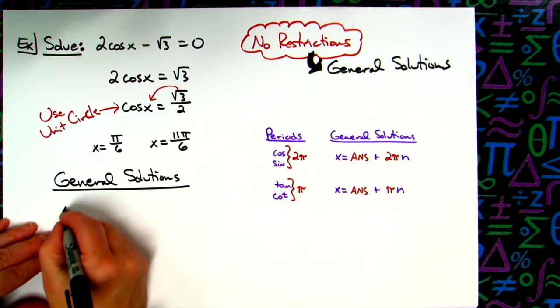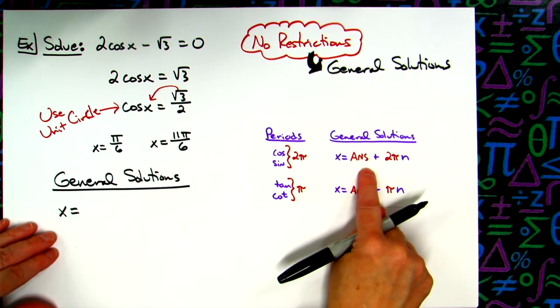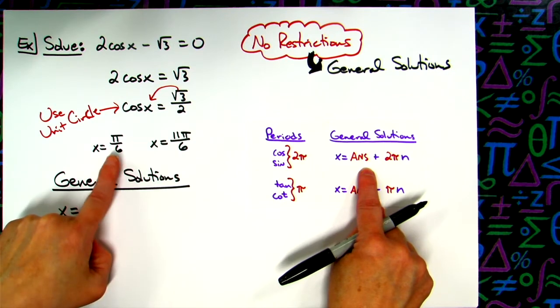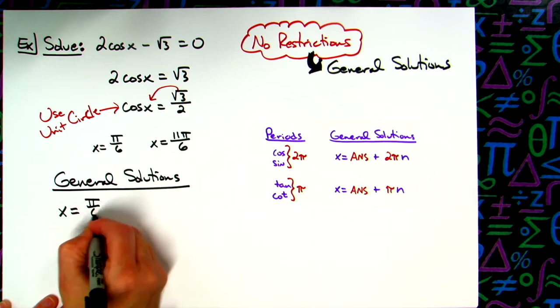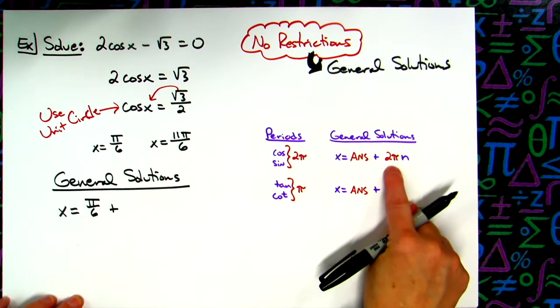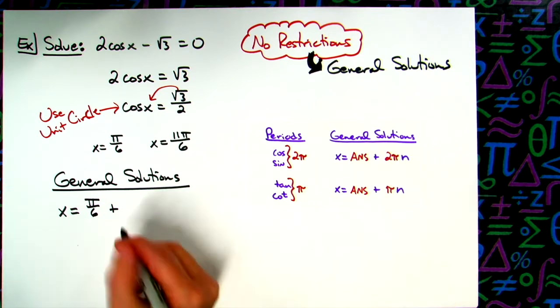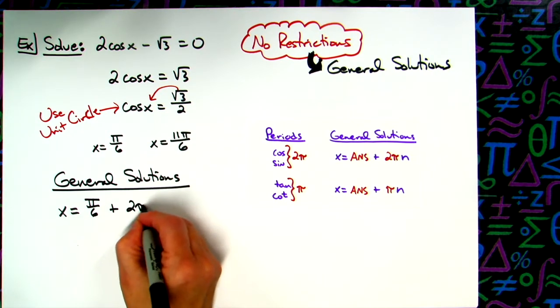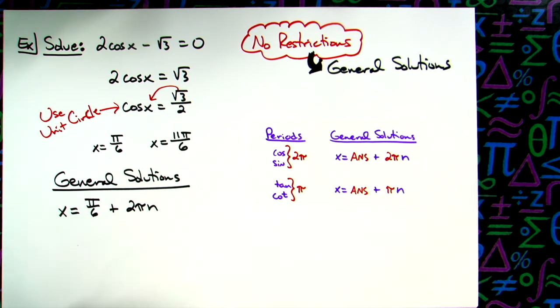I am going to have x equals, because that's how I start my formula. X equals whatever my answer is. Well, my first answer is pi over 6. So I'm going to put pi over 6, and then I'm going to do plus, and then every one of them, because this is a cosine equation, I'm going to add to that a 2 pi n. And like I said, I don't care what order that's in, 2n pi, 2 pi n, doesn't matter.